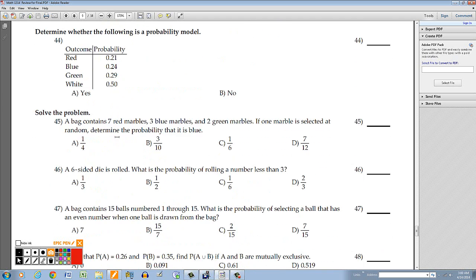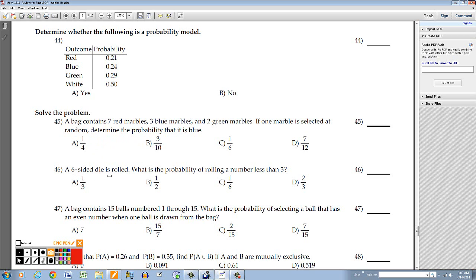45. A bag contains 7 red marbles, 3 blue marbles, and 2 green marbles. If one marble is selected at random, determine the probability that it is blue. Okay, well, there's 3 blue ones out of a total of 12. So the probability then is 3 over 12, which is 1/4. So that's answer A.